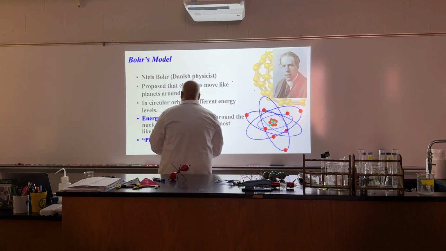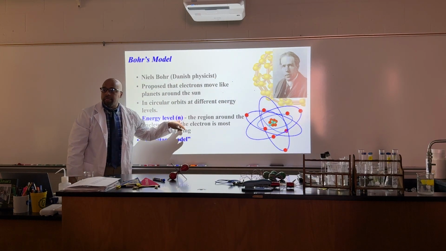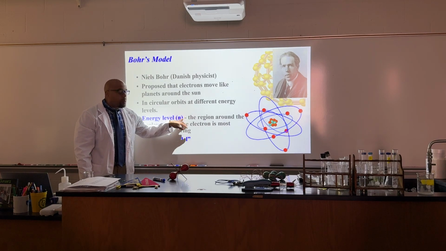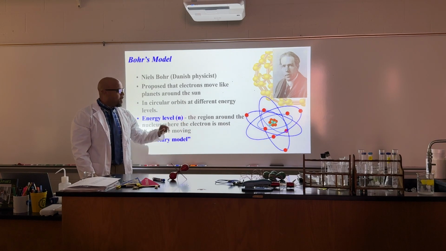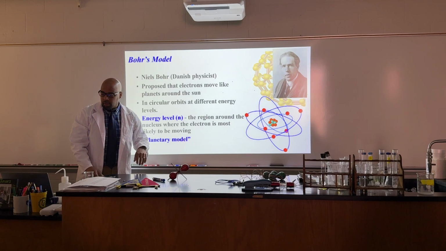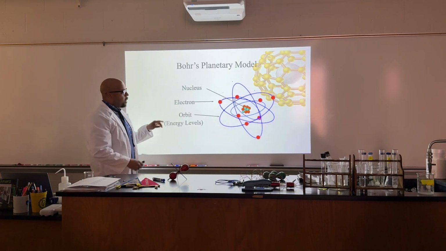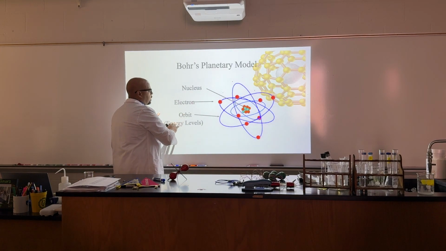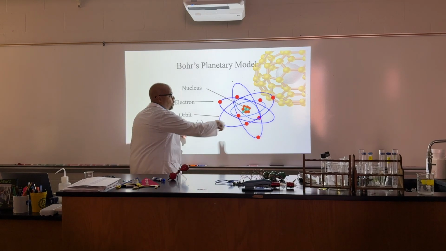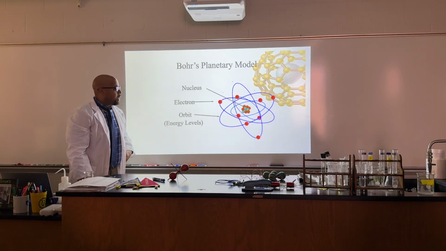Now, one of the things we're going to see here is we're going to use this N as a symbol to represent energy levels, so I don't have to write it out. I'm going to show you how I'm going to use it in one second. So if we look at it, we've got our nucleus, we've got our electrons, and then we also have our orbitals, or energy levels, sitting right here.